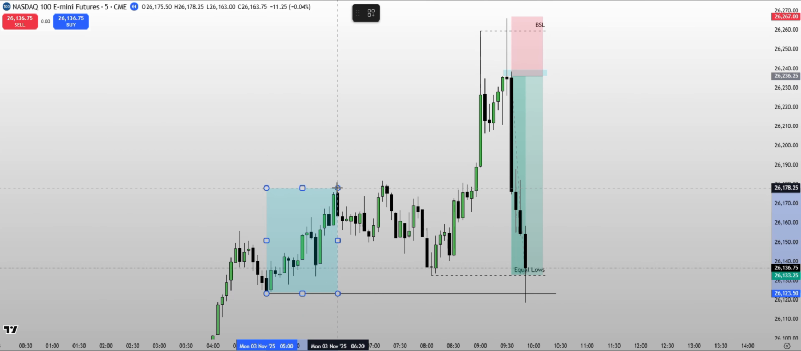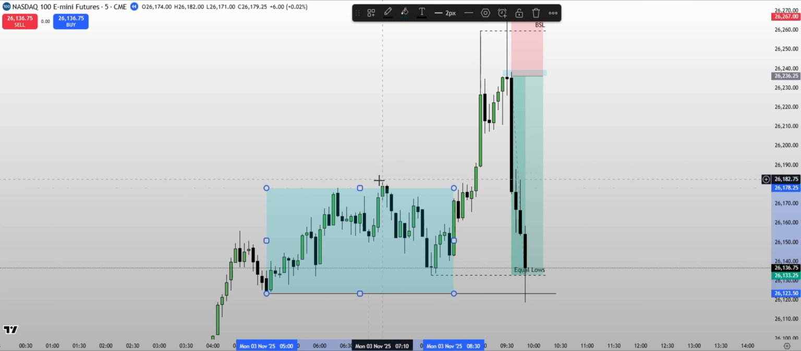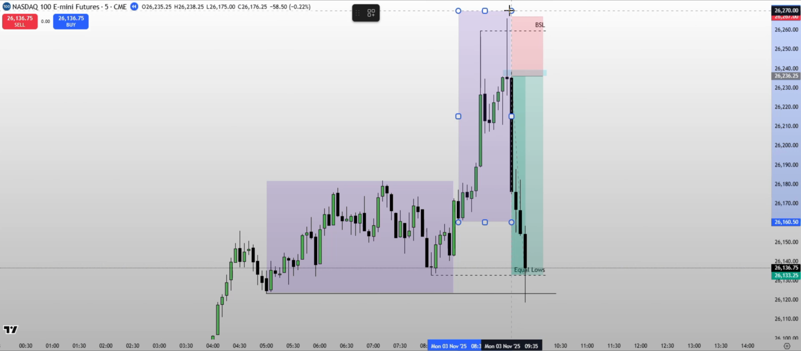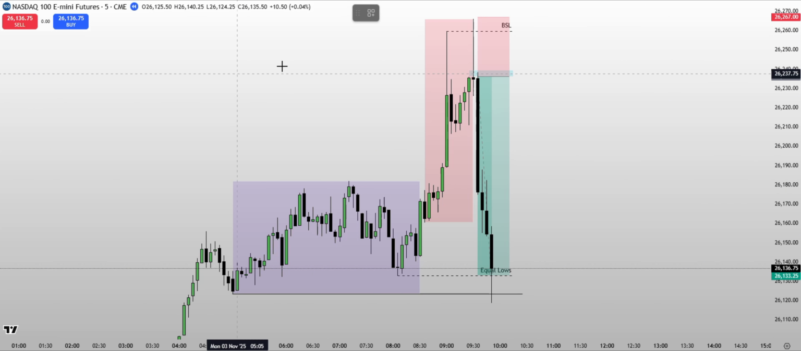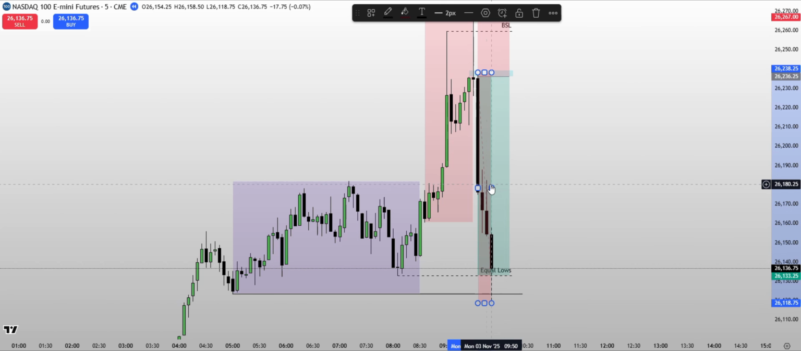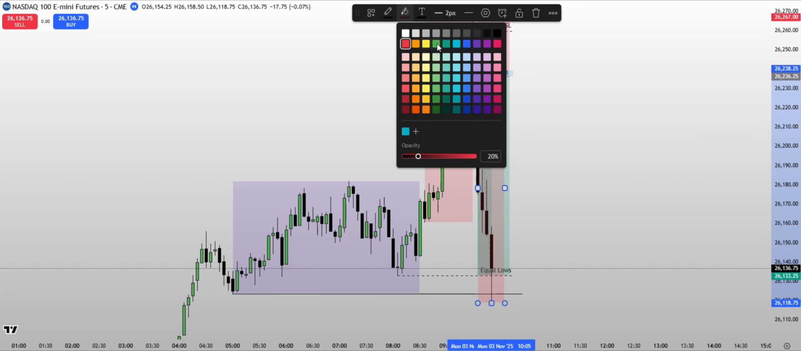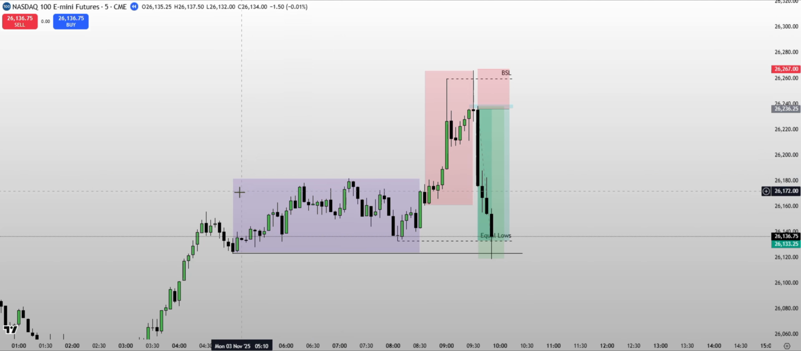And so this is the basis, I'll break it down for you, of the PO3. This is the accumulation leg. This right here is the manipulation leg. And this right here is the distribution leg, which is typically what you want to capitalize on. So we get accumulation, manipulation, distribution back to the range low.